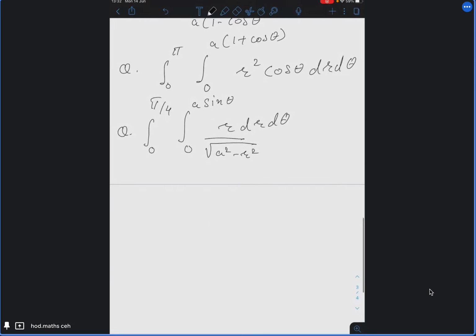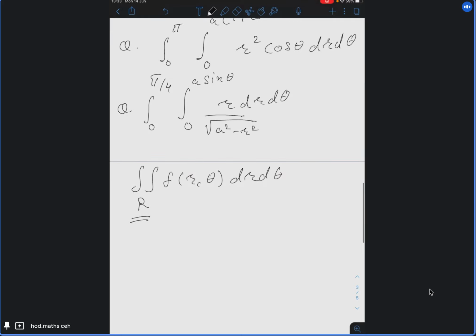Here they will ask you to evaluate this integral of f(r) dr d theta over the region R, where the limits of integration are not specified directly. So again the same procedure you will apply. You will sketch the region of integration and label the bounding curves. That is the first thing you have to do.